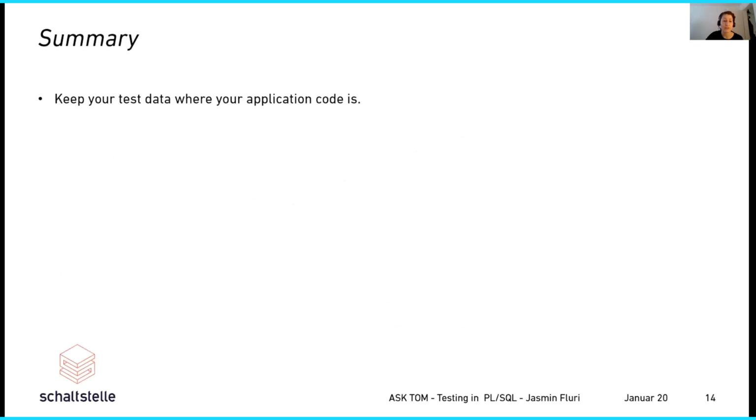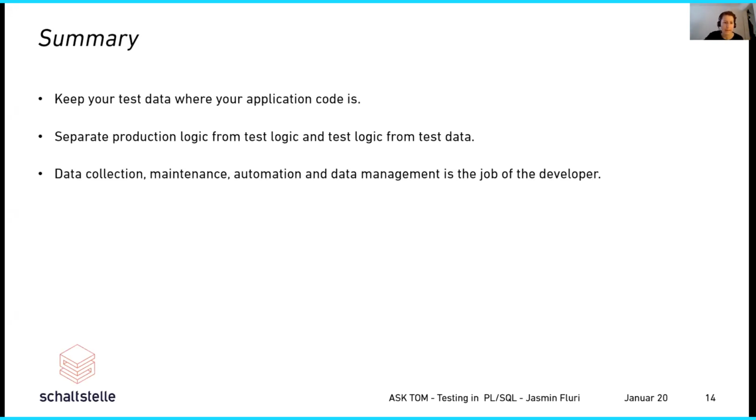So the summary is keep your test data where your application code is, so people can review it and you have it all together and are not dependent on any other systems. Separate production logic from test logic and test logic from test data. As we saw in the example before, the test doesn't contain any provisioning anymore. It's only calling the procedures that contain the provision methods.